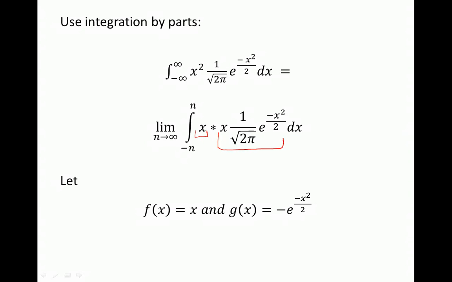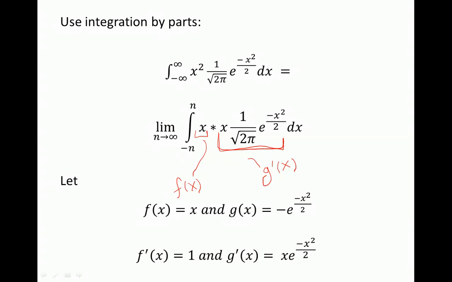And because we're doing a trick here, integration by parts, you see x will be our f of x, and the second term will be g prime of x. And that will help us to compute the value of the integral. So as you can see, our f of x equals x, and our g of x equals negative e to the power of negative x squared over 2.